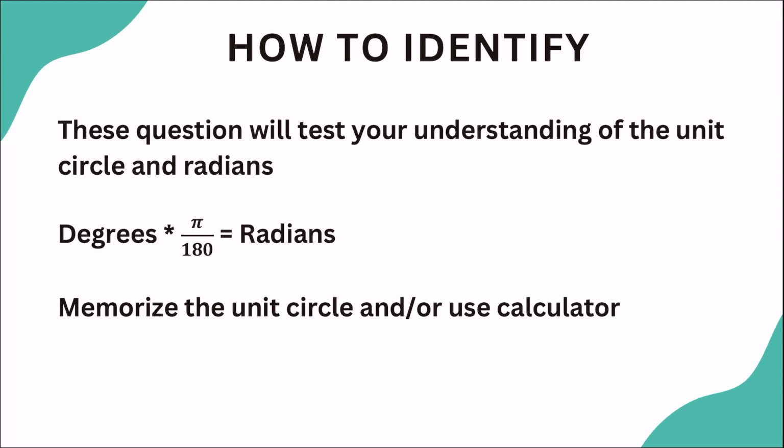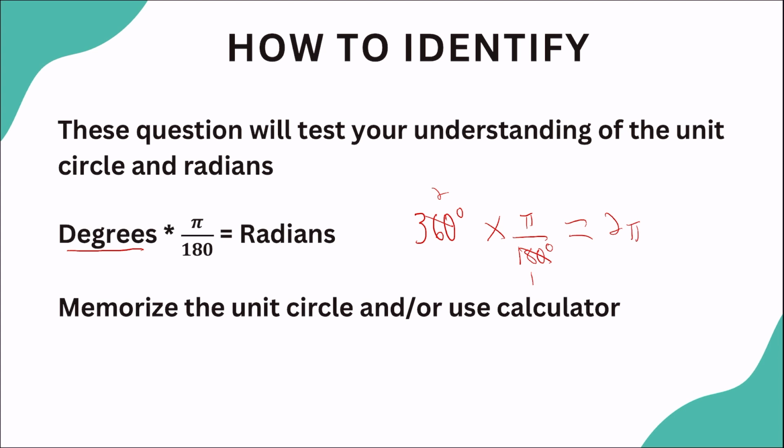So how do you identify these? Well, these questions will test your understanding of the unit circle and radians. Now, an important formula to know on this is that if you need to convert between degrees to radians, you start with your degree measure, you multiply by pi over 180, and this is going to give you your resulting radians. So for example, you could have 360 degrees multiplied by pi over 180 degrees equals 2 pi radians.